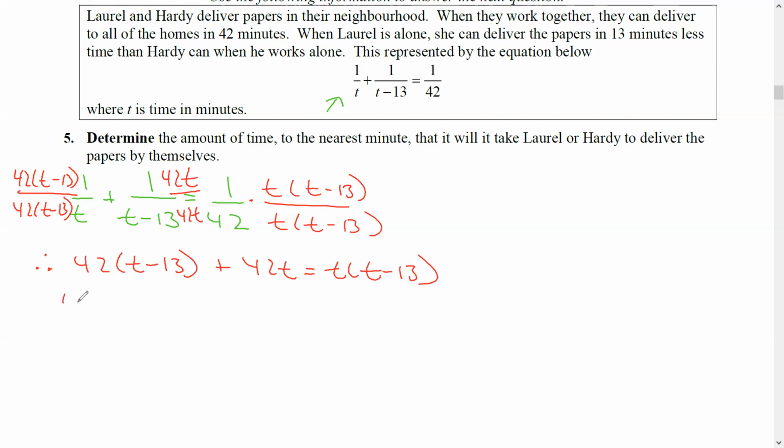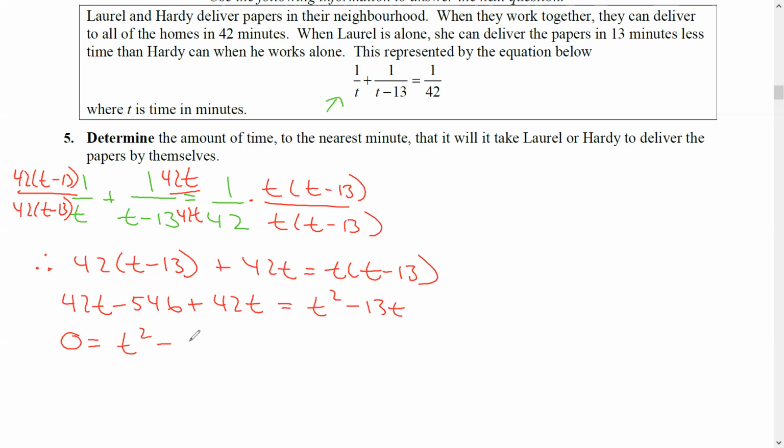So I'm going to get 42t minus 546 plus 42t is equal to t squared minus 13t. Okay, I'm going to bring everything to the right-hand side. So this will be t squared, negative 13 minus 42 minus 42, so minus 84.